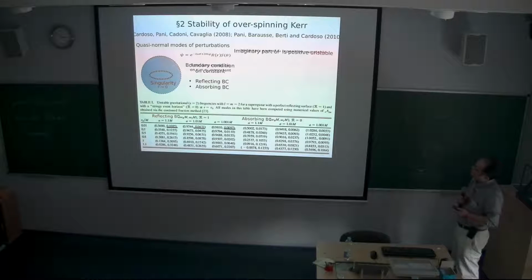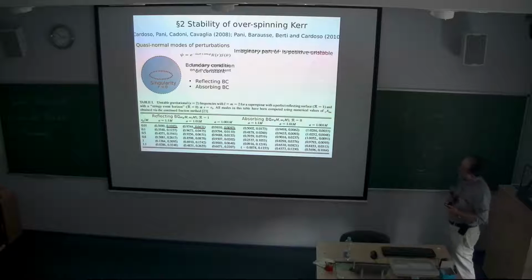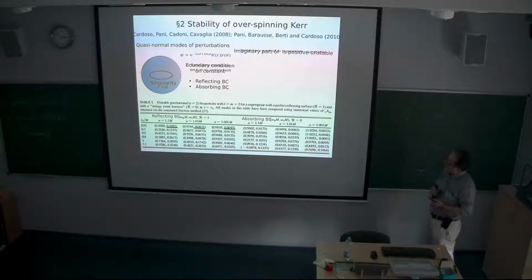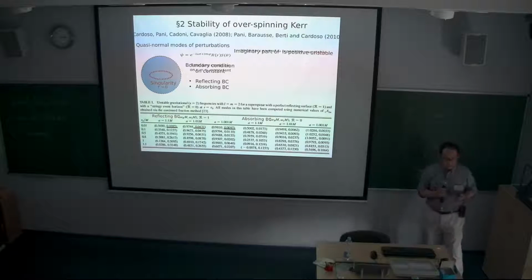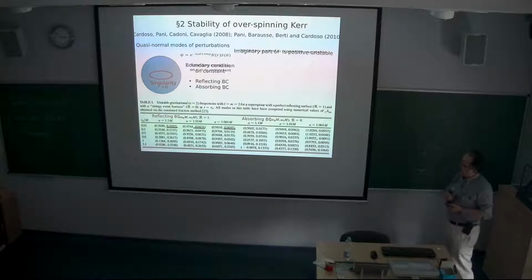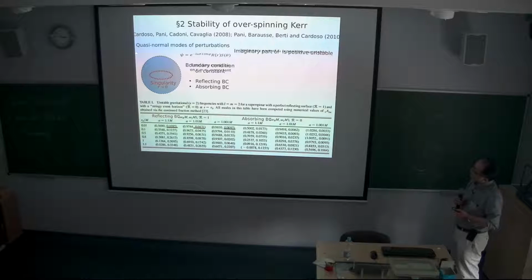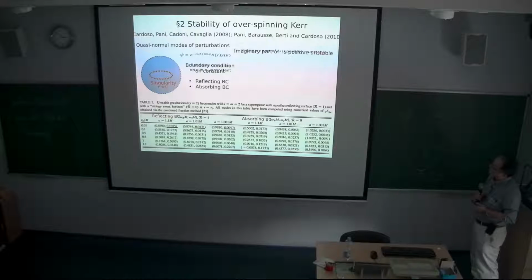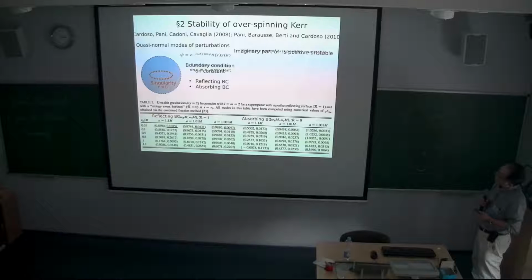The next important task we should do is to study the stability of such an interesting space. There are several studies of perturbation of overspinning Kerr geometry, especially focusing on quasi-normal modes. Here we focus on the two studies given by Carlton's group.